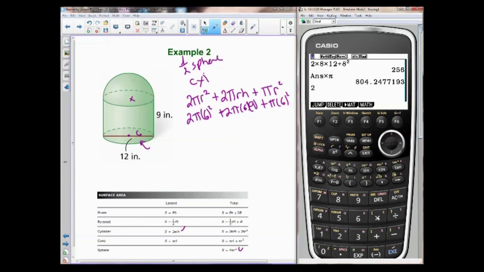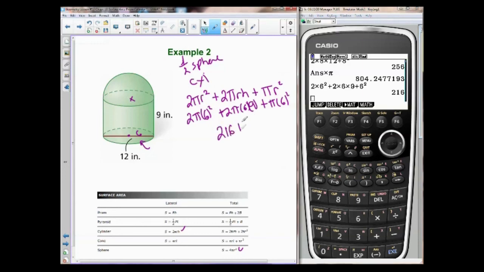So we've got 2 times 6 squared. Let's see how our handy dandy calculator handles this. Times 6 times 9 plus 6 squared. And we get 216. Promise it all works out really well. And 216 what? Pi. And again, if I wanted the approximate, I would have just thrown that in there and been done with it. Alrighty, so unless you have directions otherwise, always look for the exact.